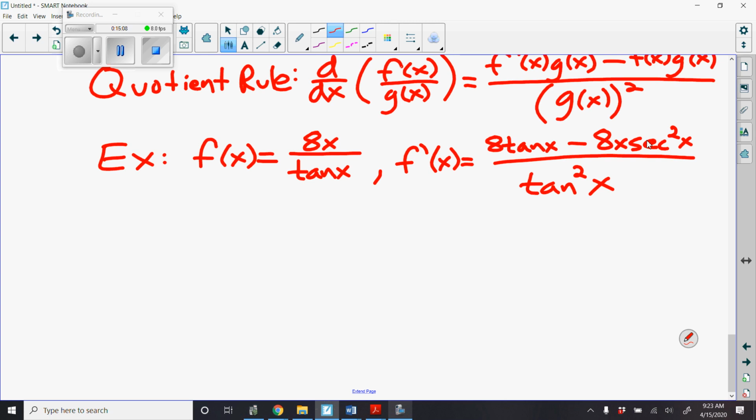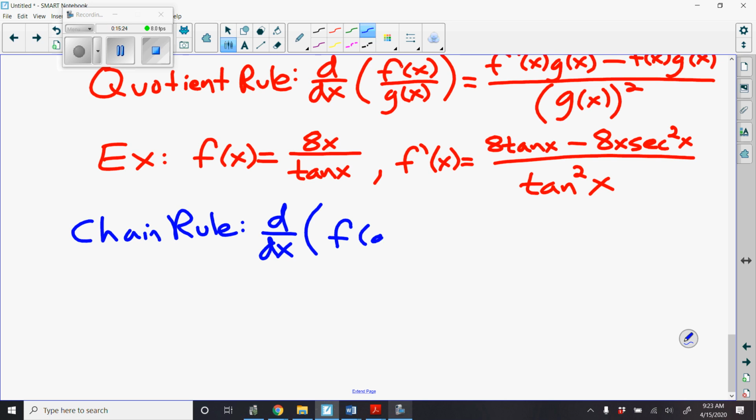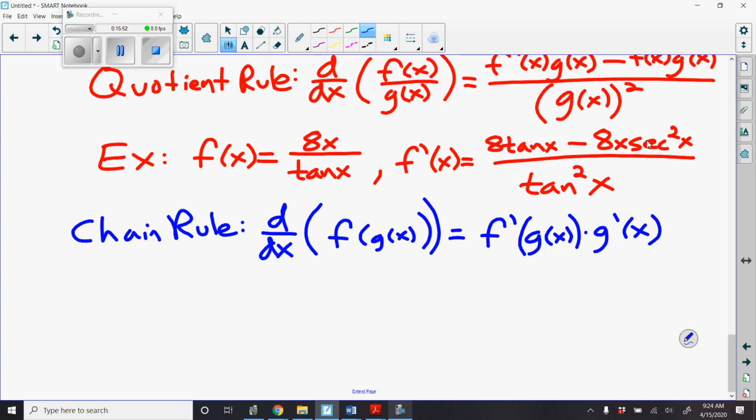And then let's look at the chain rule. So when we have a composition of functions, we use the chain rule. We're doing the derivative of f of g of x. We do the derivative of our outer function with respect to our inner function, f prime of g of x, times g prime of x. Okay? I'll do a few examples here.